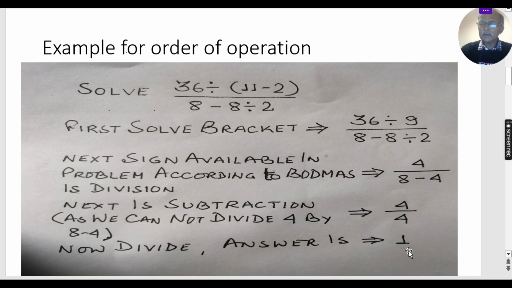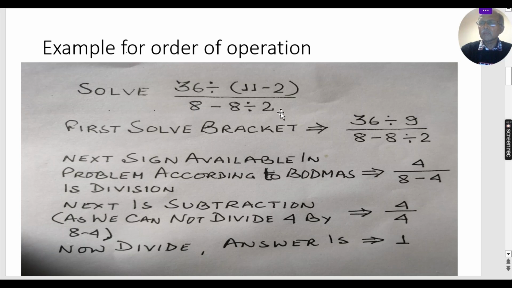I'll just try to explain what we will get if we do something wrong, that means if we don't follow this BODMAS rule or the sequence of operations. Say in the denominator we have 8 minus 8 divided by 2. I say I will not follow BODMAS, I will do subtraction first. So 8 minus 8 is 0. Then 0 divided by 2 is 0.